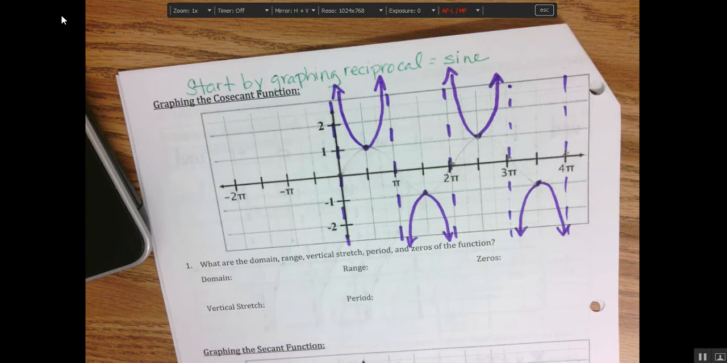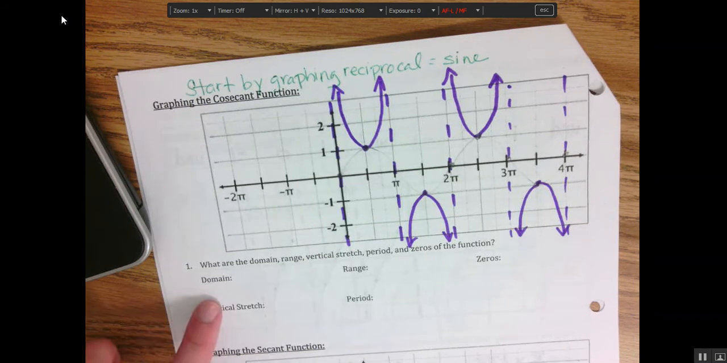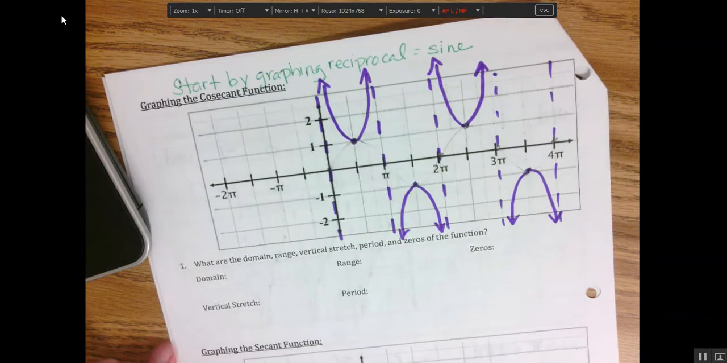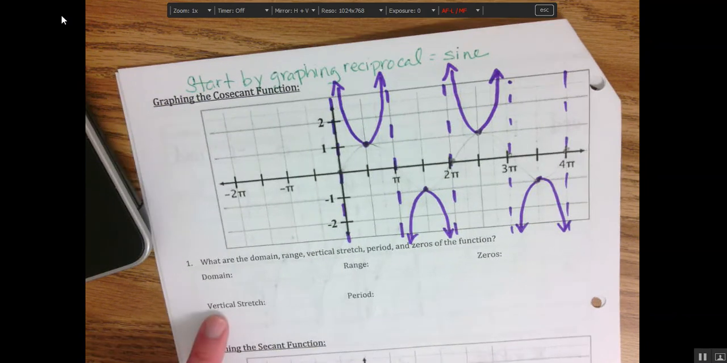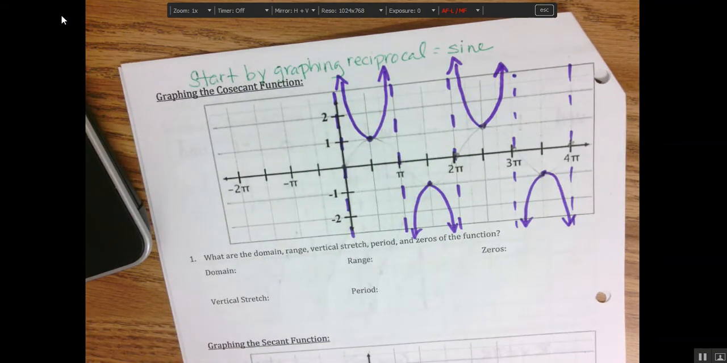Okay, so I'm going to pause for a minute to see if you guys can figure out the answers for these: domain and range, zeros, vertical stretch, and period. The vertical stretch is going to be the same as amplitude on the sine, but again, we only call it amplitude if we're talking about sine or cosine.